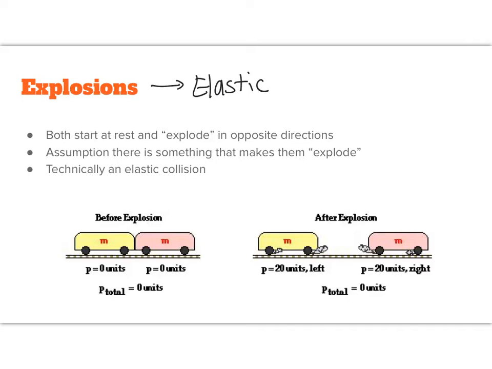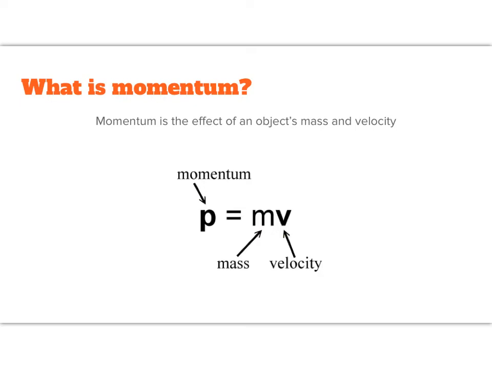So we have both starting at rest here, and then they explode in opposite directions. So we're assuming something is making them explode in the center here, okay? Like I said, technically an elastic collision, but because both of my initial velocities are 0, we call it an explosion. We just went over the three different types of collisions.